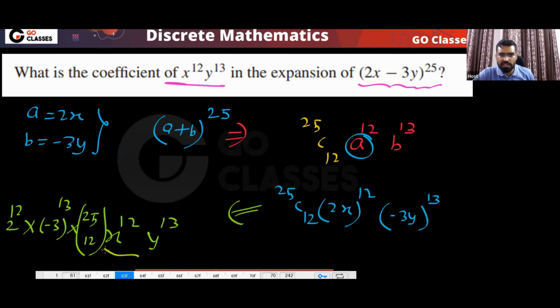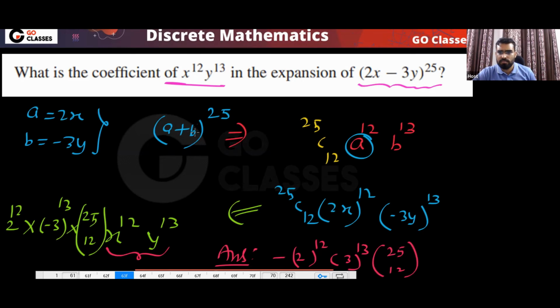Because we are only interested in x power 12, y power 13, this is what we want. So what is the final answer? The final answer will be minus 2 power 12, 3 power 13 multiplied by 25C12. Is this clear? The coefficient will be this. Next question.